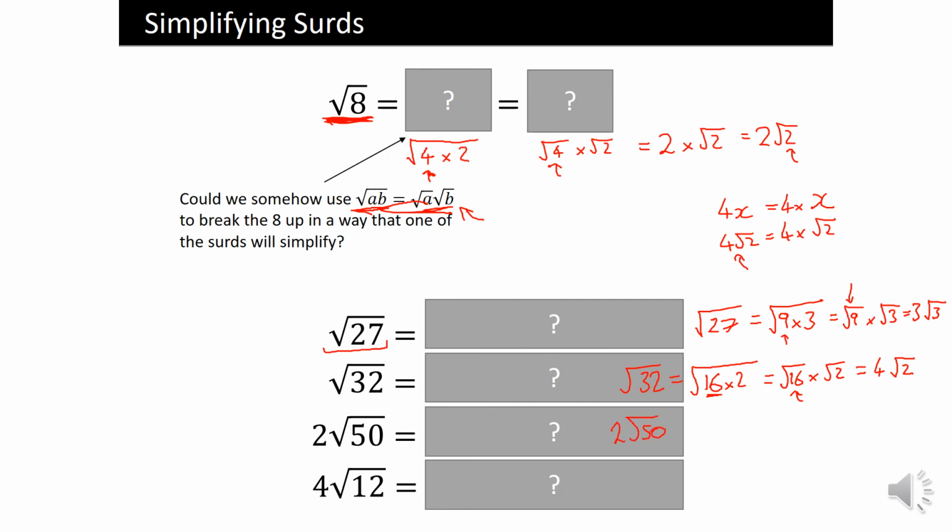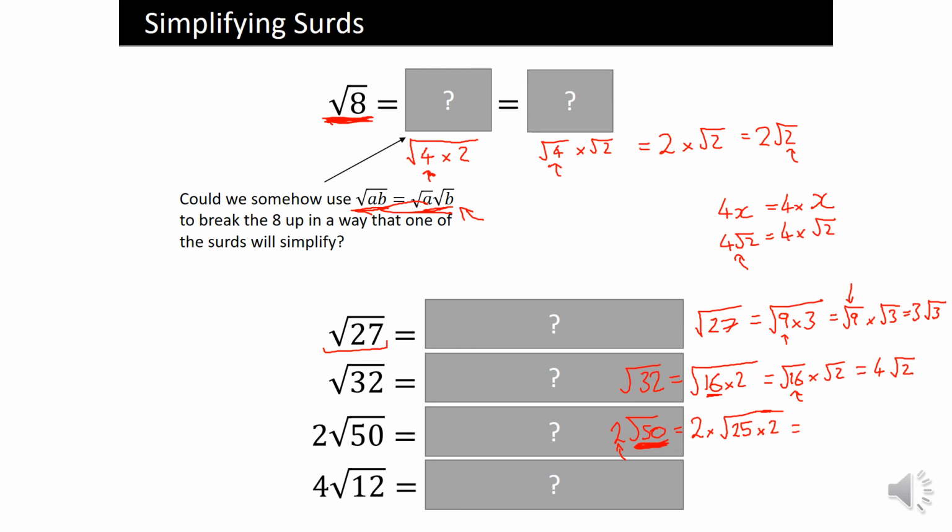So 2 root 50, the 2 is actually not a surd, so we can just ignore that for now. Whatever we've got, we know it's 2 times it, but basically we're just going to focus on the root 50. How can we simplify that? So let's leave the 2 for now, and write root 50 as root 25, which is a square number factor of 50, times 2. So instead of 2 times root 50, we've now got 2 times root 25 times 2, so it's the same thing, we've just broken it into its factors.